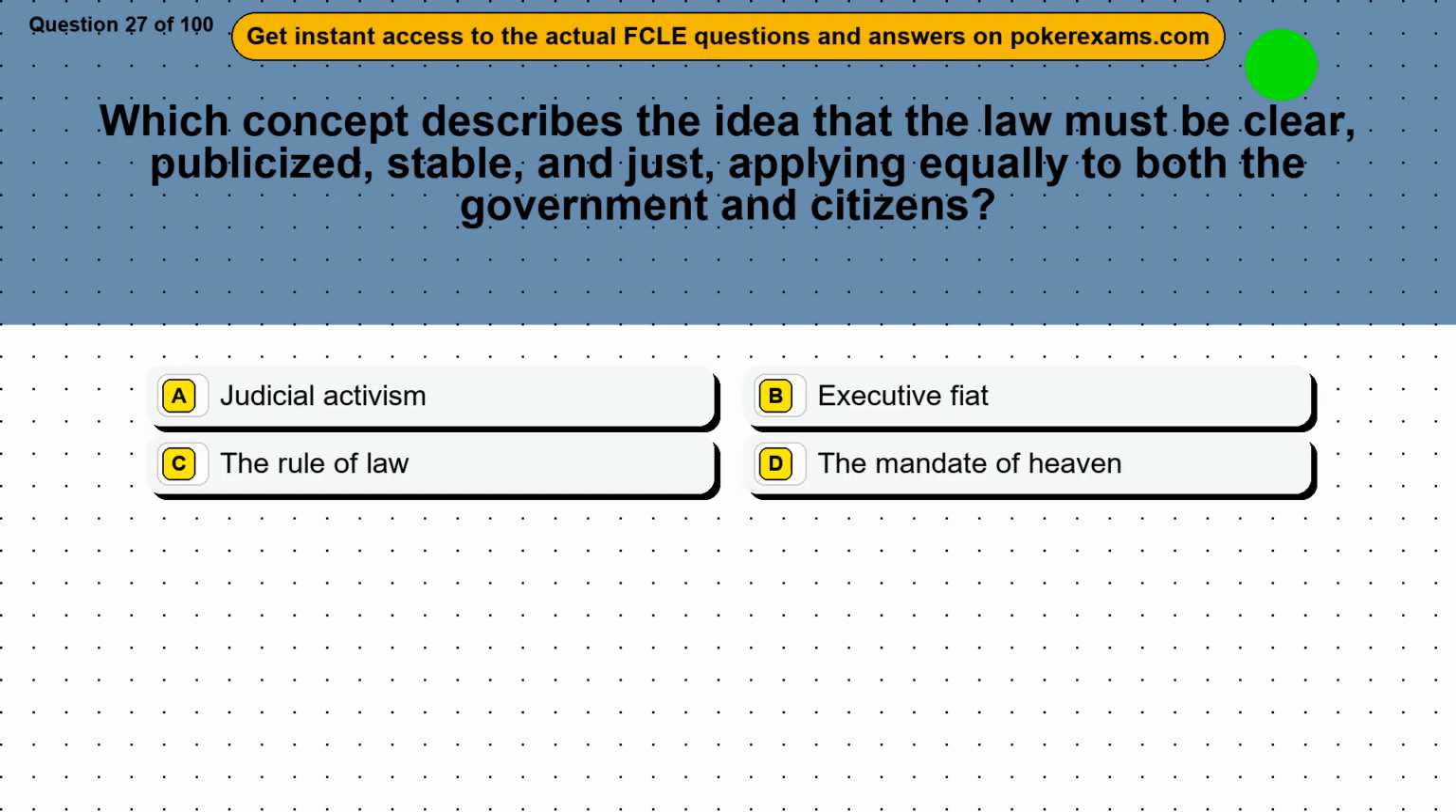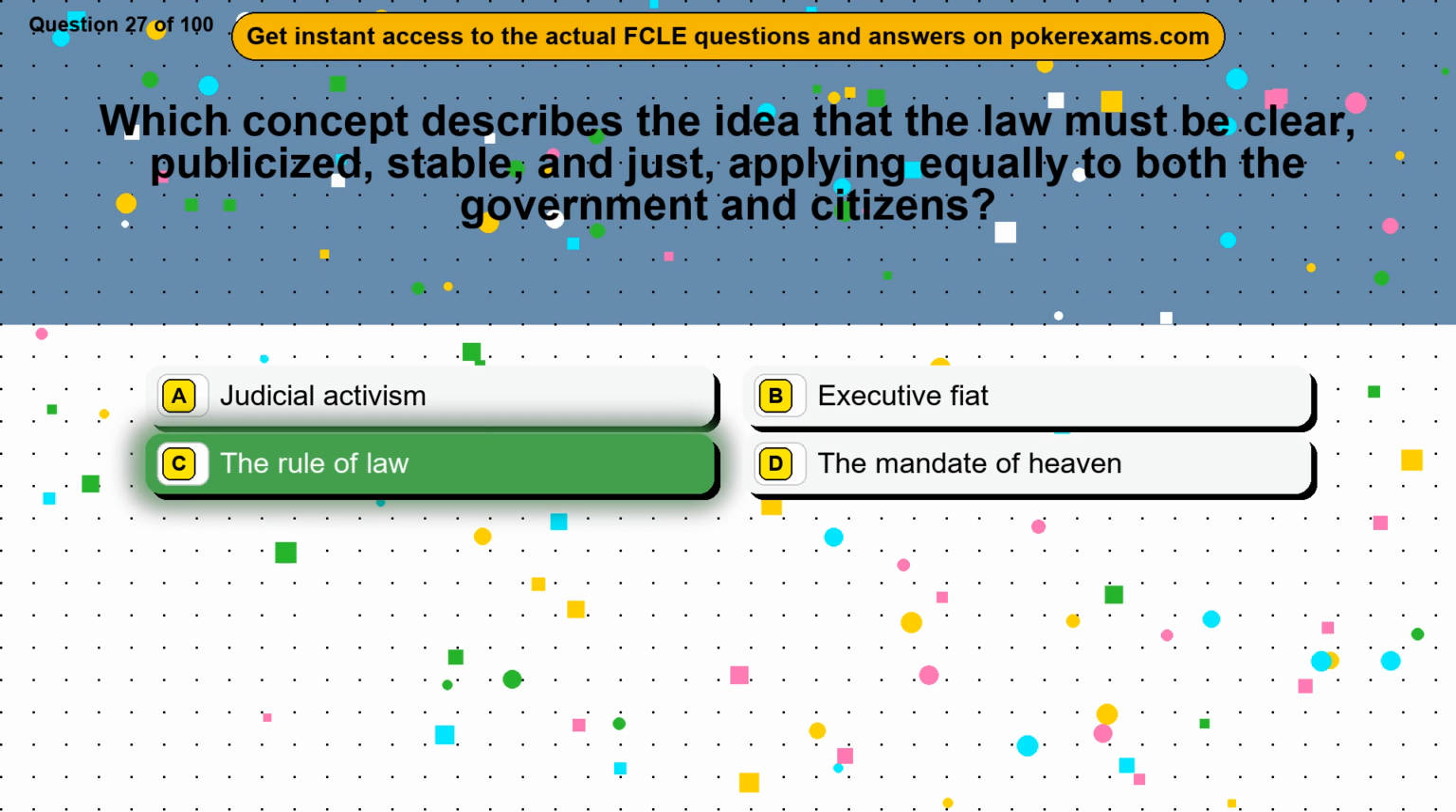Question 27. Which concept describes the idea that the law must be clear, publicized, stable, and just, applying equally to both the government and citizens? Option A, judicial activism. Option B, executive fiat. Option C, the rule of law. Option D, the mandate of heaven. The correct answer is option C, the rule of law.